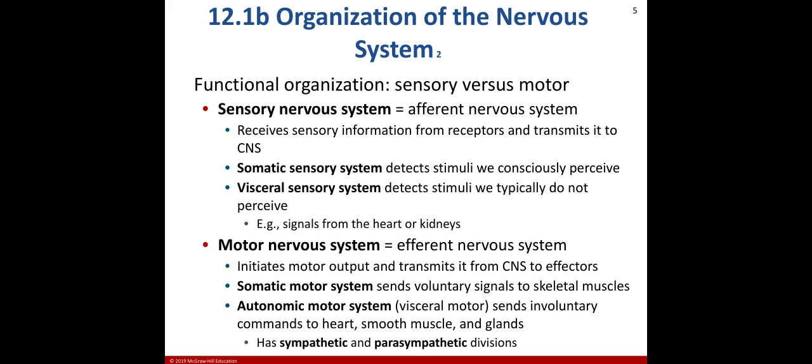Then the autonomic motor system, sometimes called the visceral motor system, that's involuntary things like to direct your heart or the smooth muscles in your intestines or glands. That autonomic also has a breakdown to what we call the sympathetic or the parasympathetic, and we'll get into those as well.